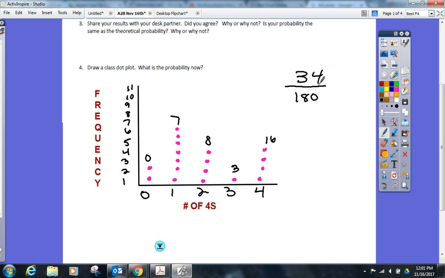What's that? Anybody? You guys got your calculators out now? What's it reduced down to? As a fraction? 17 over 90, which is what, Cooper, as a percent? 19%, right? What's the theoretical probability? 1 out of 6, right? What's 1 out of 6 as a percent? It's like 16.6 repeating, right?